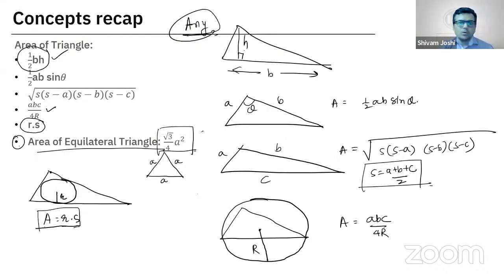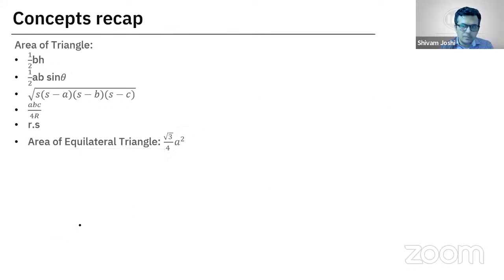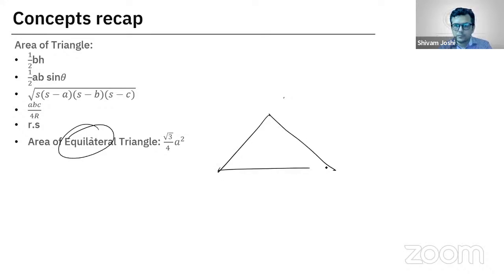Along with this, you should know two more things for an equilateral triangle. I'll just clear the screen here. For an equilateral triangle, the median and height will be equal, first of all, because it's an equilateral triangle. So median and height both will be the same, and that is equal to root 3 a by 2. So this is a, this is a, this is a, and this is root 3 a by 2.